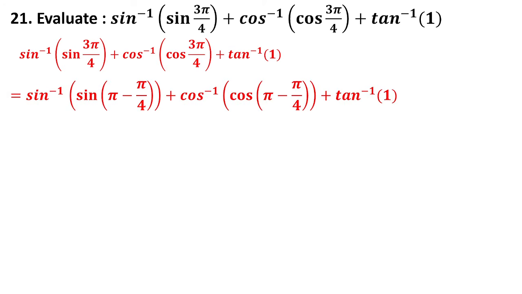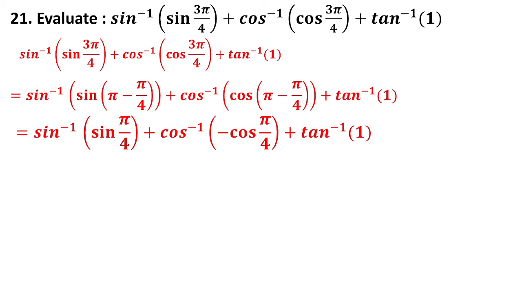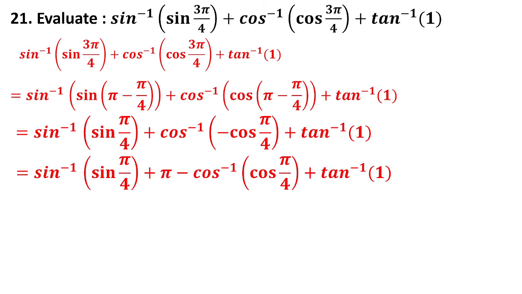Therefore this is nothing but pi minus pi by 4, again cos of pi minus pi by 4, and sine of pi minus pi by 4 is in the second quadrant, therefore sine pi by 4. But cos of pi minus pi by 4 is in the second quadrant, therefore cos is negative, therefore minus cos pi by 4. Once again use the condition: what is cos inverse of minus? It will be pi minus. Simple. Now you are getting the answer directly.